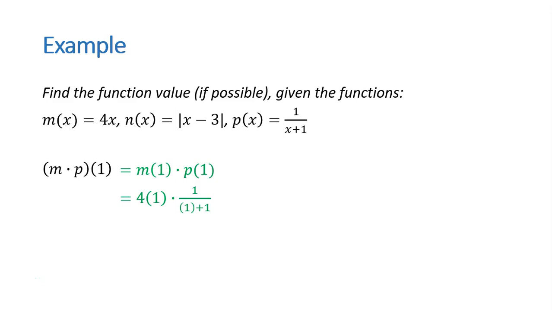So now we want to simplify each of these. 4 times 1 is 4, and then 1 over 1 plus 1 ends up being simplified to 1/2. We multiply these together, and our final answer is 2.